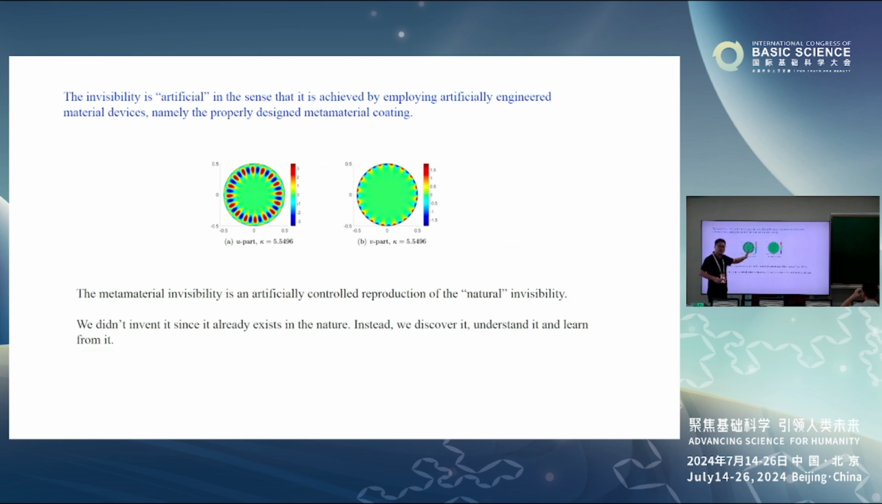But actually this type of phenomenon already exists in nature. We just discovered that even for natural material, if invisibility occurs, the wave also propagates on the boundary, oscillates very fast, slides over this boundary and returns to its original path at the other side. That means the metamaterial invisibility discovered by the physicists and engineers is an artificially controlled reproduction of natural invisibility. This type of phenomenon already existed. It's just that we did not know before. So philosophically speaking, we didn't invent it, since it already existed in nature. Instead, we discover it, we understand it, and learn from it. This is just my philosophical point of view.